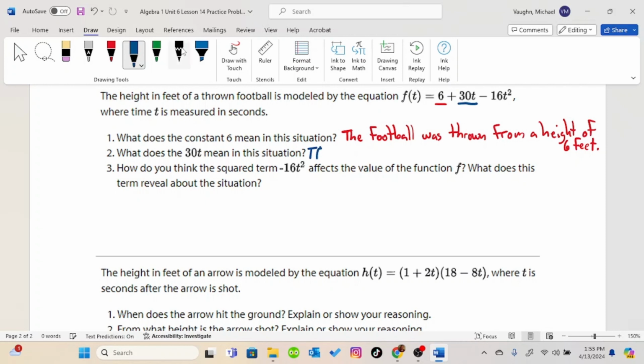the football was thrown at 30 feet per second. That is the velocity at which the football was thrown.